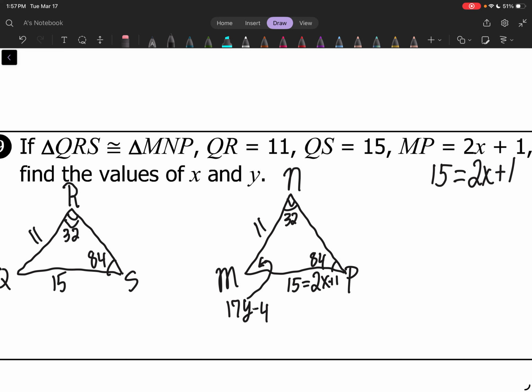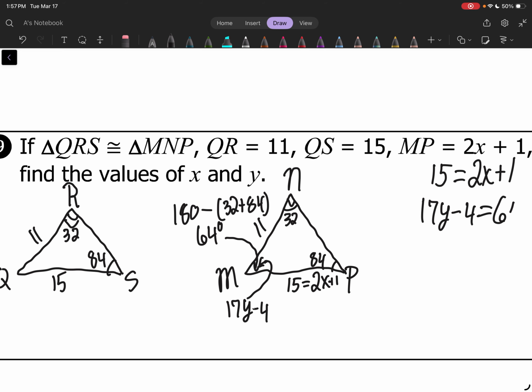Well, angle M, since I have 2 degrees of this triangle already, is going to be equal to 180 minus 32 plus 84, which is going to be 64. 64 degrees is angle M. So 17y minus 4 is 64.